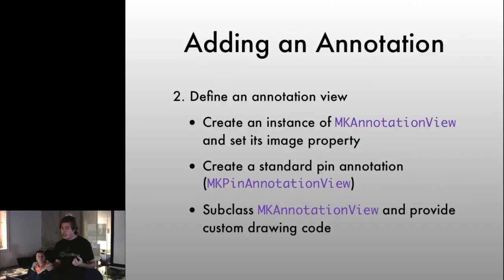Next, we define an annotation view. Again, Apple provides some easy ones for you. There is a pin annotation view if you don't want to create your own image and all that. The other way to do it is to create a basic MKAnnotationView and set the image yourself if you have some custom image you want to use. If you want something more sophisticated, you can subclass MKAnnotationView and provide your own drawing code. If you want to do your own drawRect for that view, you can do it that way as well.